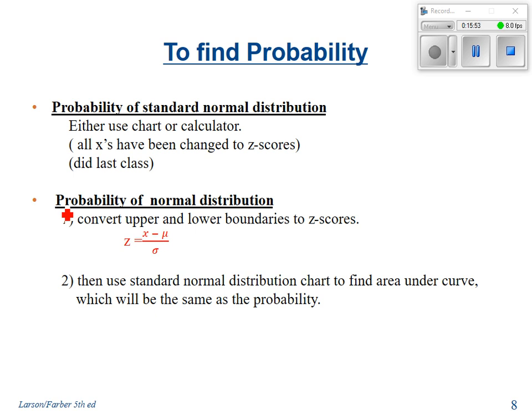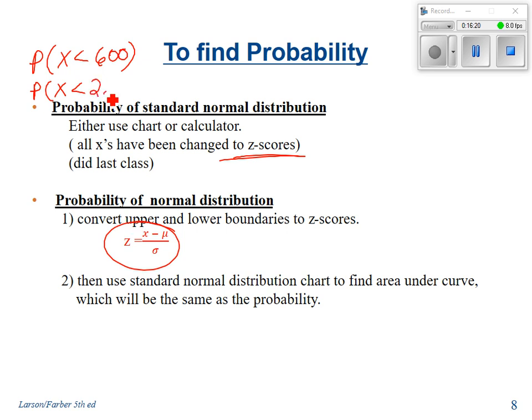first thing you got to do is change everything into a z-score. Then if we want to find the probability, let's say our probability is x is less than 600, like the last one said. First thing we got to do is change that 600 into a z-score. Maybe, when we change it using this formula right here, it comes out to be 2.379.